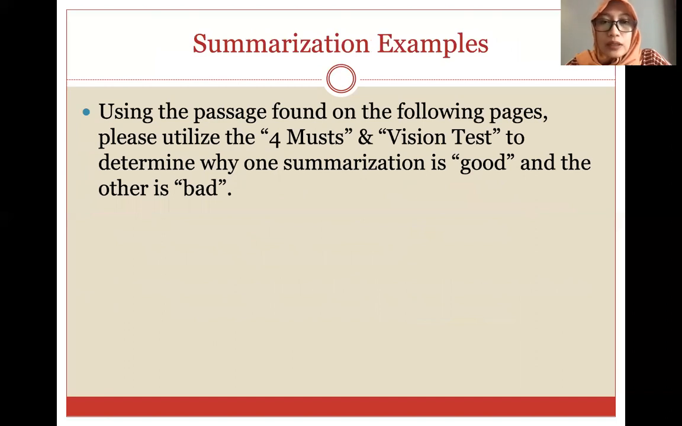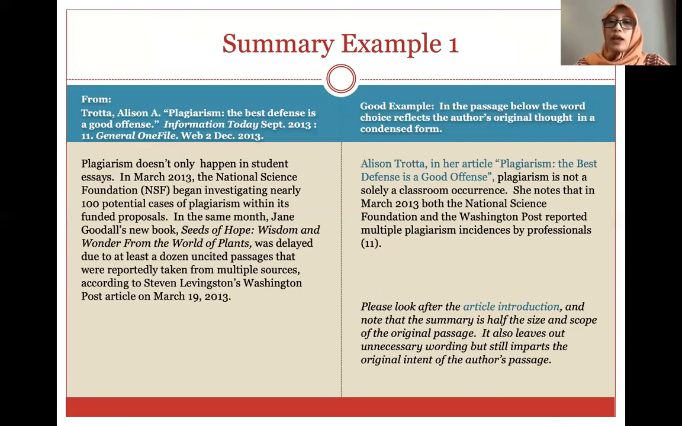And here are the examples of the summarization using four must and vision test. Okay, take a look at this one ya. Ini disebut sebagai good examples karena in the passage below the word choice reflects the author's original thought in a condensed form. Jadi dalam bentuk yang lebih padat atau lebih singkat. Nah, dari vision test, dari penglihatan sekilas sudah jelas bahwa di kolom kanan lebih pendek daripada yang kolom sebelah kiri ya. It shows that the contents is condensed ya.